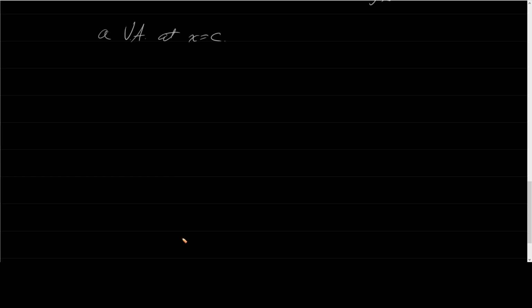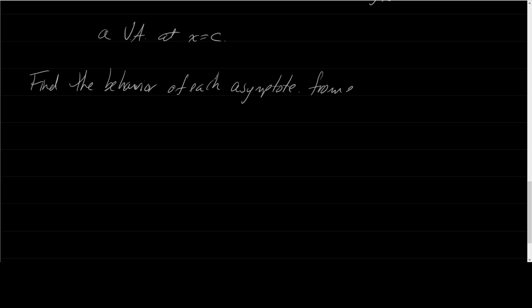So here we go. Let's do some examples. So in here we're going to say find the behavior of each asymptote. And by here I'm talking about the left hand and the right hand behavior of each asymptote from either side. All right. So let's look at the first example.